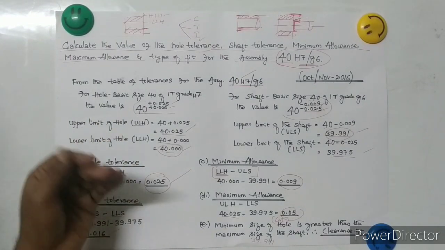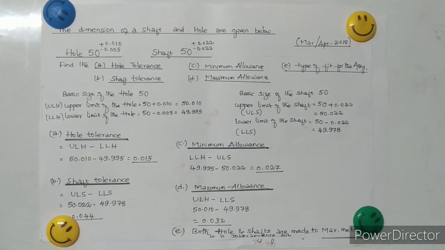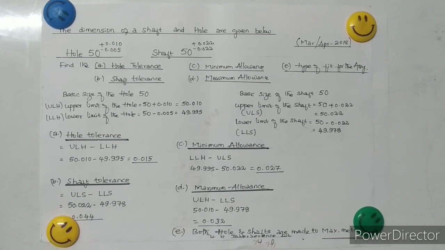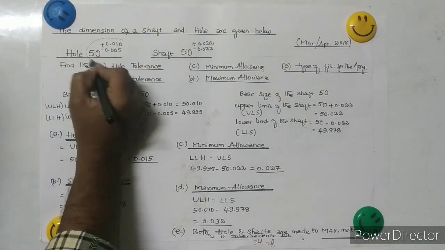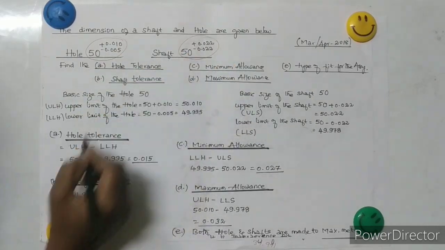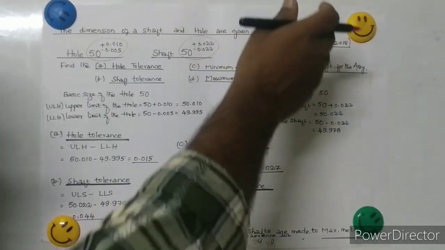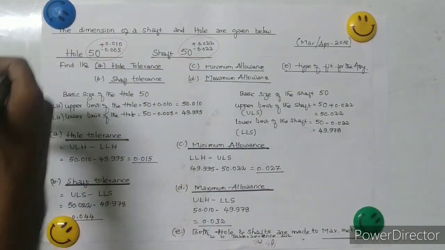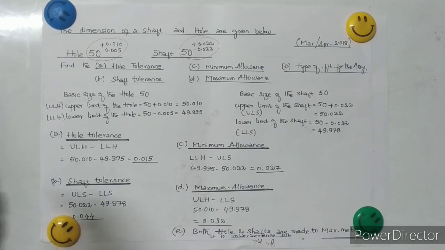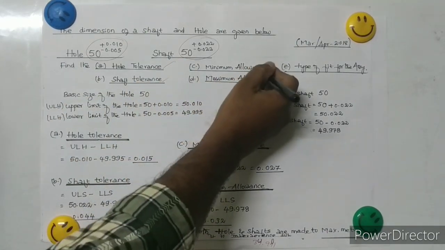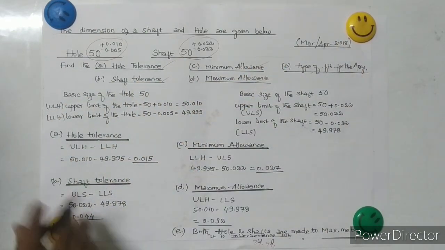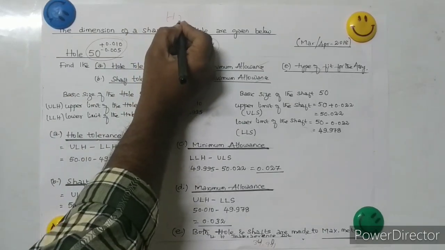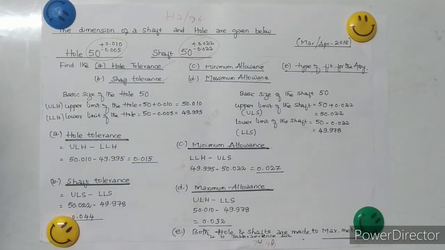So let us go for the next example. It is one of the same. Here in this question they have given the hole tolerances that are specified here. Instead of giving you H7G6, they will give you the hole tolerances and the shaft tolerances. Here is the same question. The hole tolerance you need to find, then shaft tolerances, then minimum length, maximum length, and type of fit. If it is H7G6, you are going to tell it is a clearance fit.